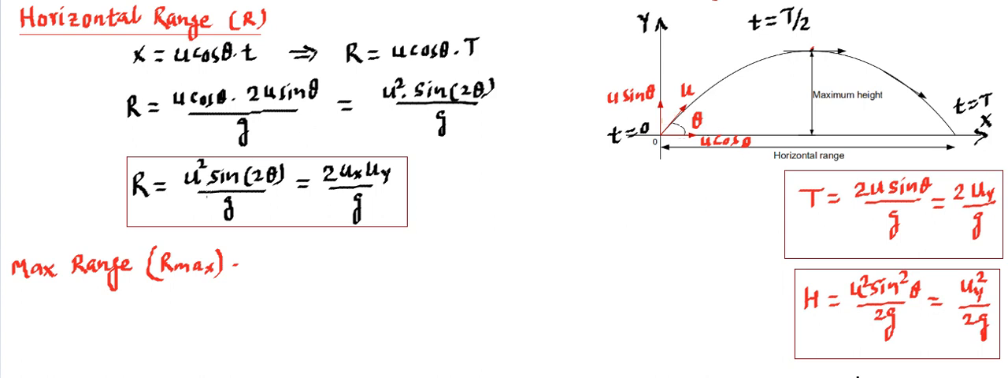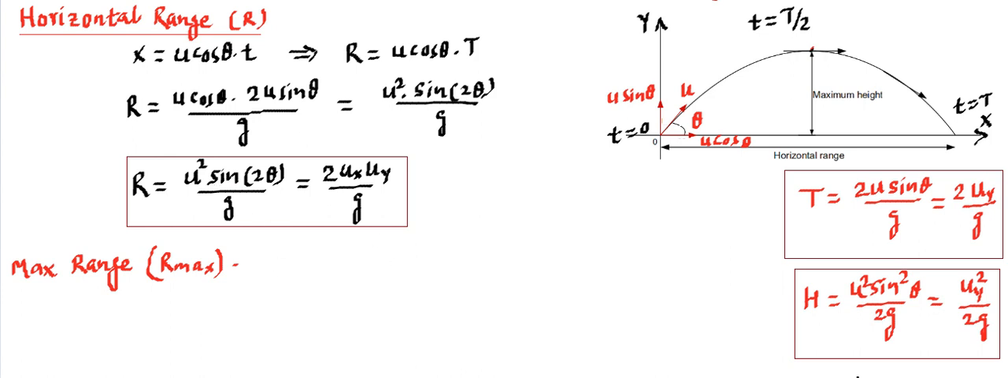So that means we want to maximize this term for variable theta, or if we are changing theta to make this maximum. If u is a constant, g is a constant, so sine 2 theta has to be maximized, and we know sine 2 theta is maximum, equal to 1.